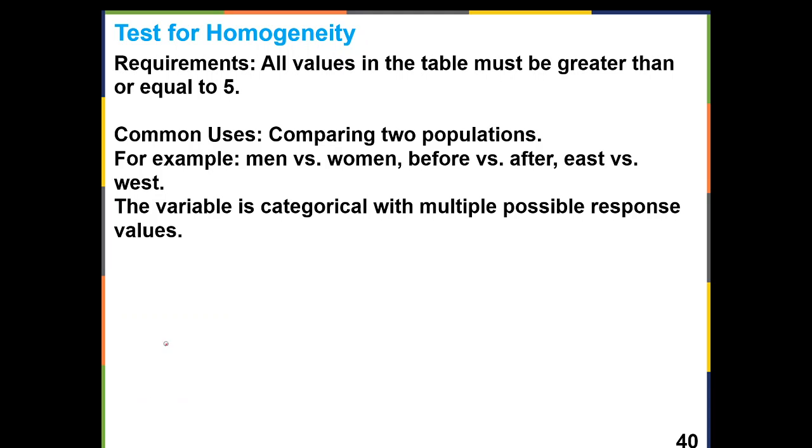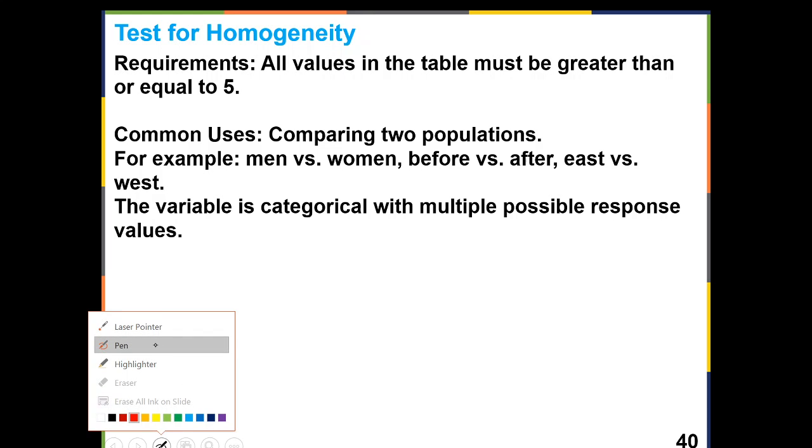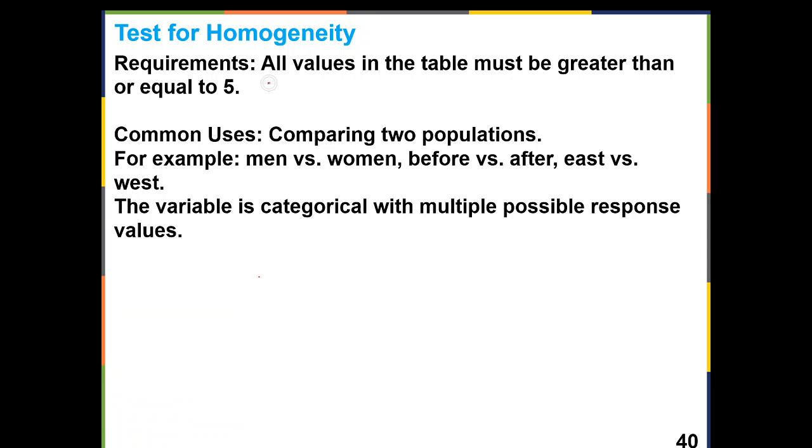Okay, so the requirements for this test are that, let me get the pen. I've got the pen. There you go. So all values in the table must be greater than or equal to 5. And the common uses are comparing two populations, for example, men versus women, before versus after, east versus west, and so forth. So the variable is categorical, with multiple possible response values.